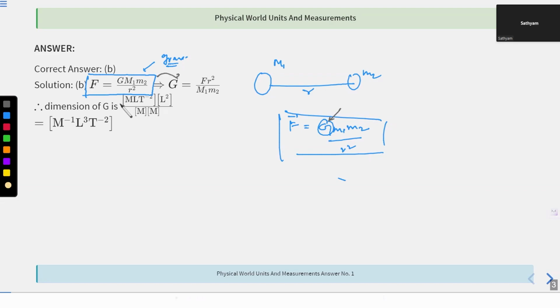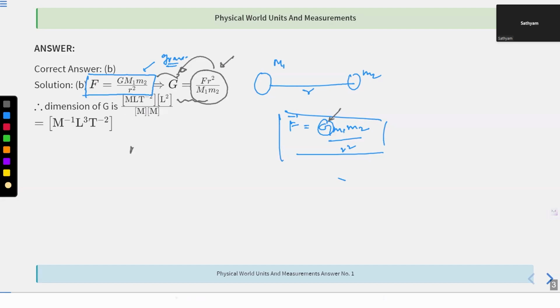After rearranging the formula, what I'm getting is G is equal to F r square divided by m1 into m2, right? Now you should be aware of the basic dimensional formulas of every unit, right? So now I have got my final formula for G. Now I have to find the dimension. I have to evaluate this dimension.